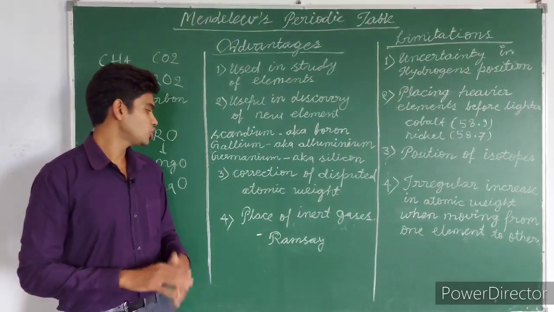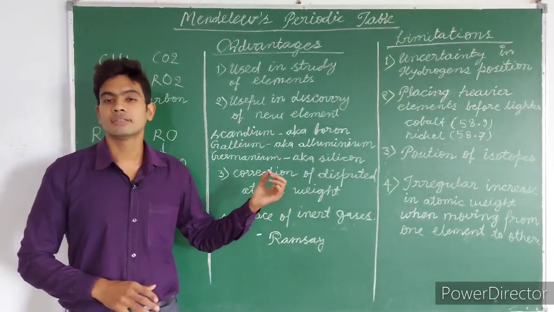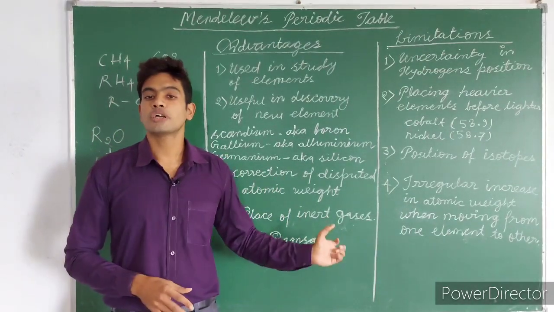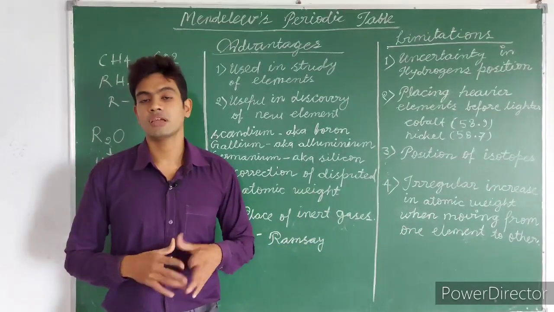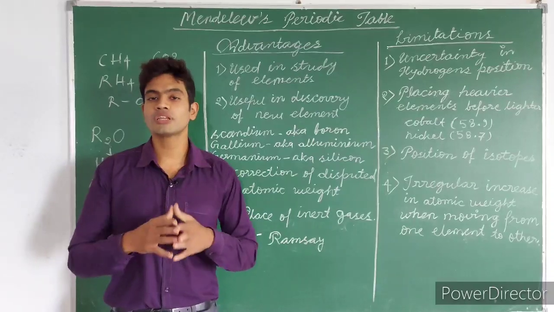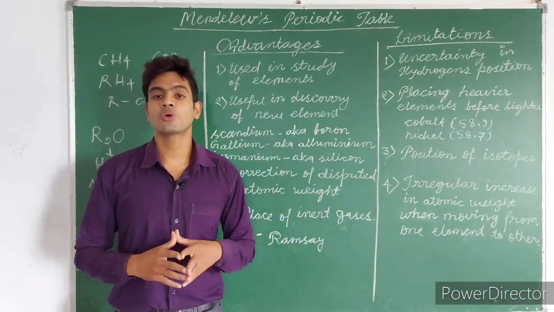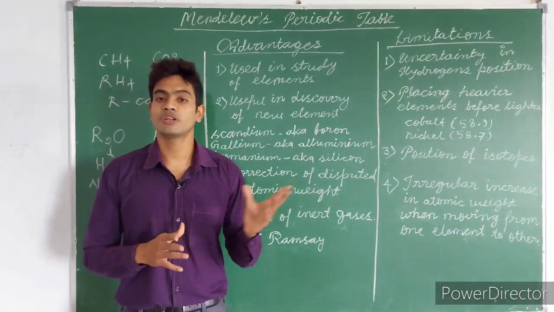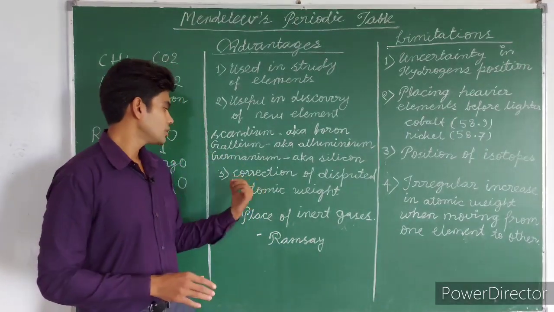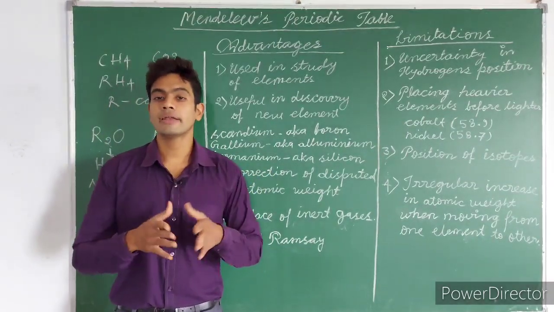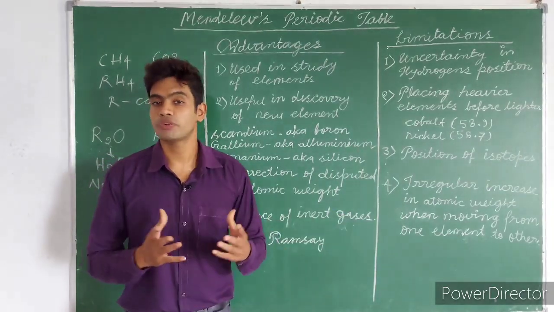Now the next achievement was correction of disputed atomic weight. So here the elements like beryllium, okay, so the atomic weight of beryllium was corrected on the basis of its valency. Earlier it was thought to be trivalent, but on the basis of the valency it came to be known as divalent, and it was kept between lithium and boron. So similar to beryllium, uranium and indium's atomic weight was also corrected. This was another achievement which was very great.